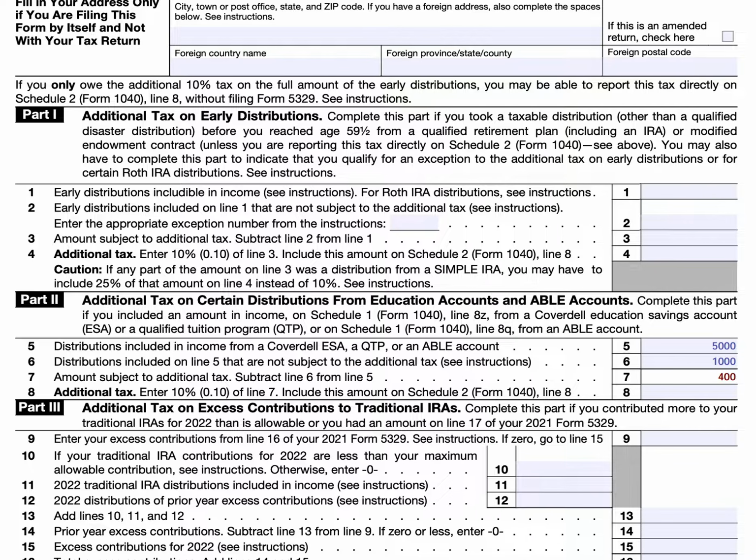On line 7, you will calculate the amount subject to additional tax by subtracting line 6 from line 5. And in line 8, we will enter 10% of the number on line 7 as the additional tax. This number you will include on Schedule 2, line 8.